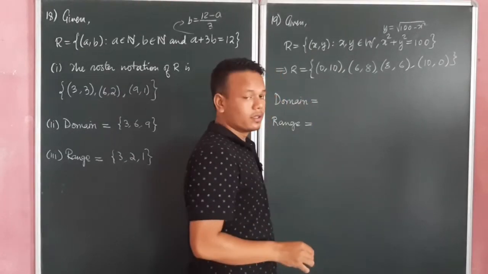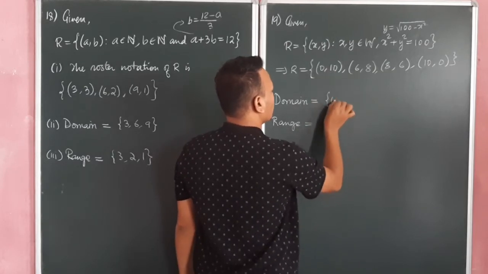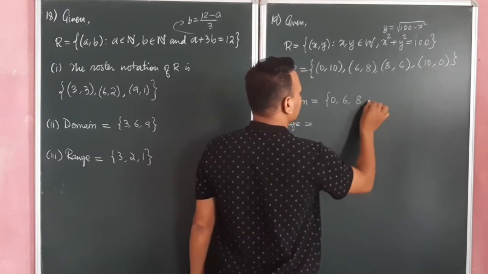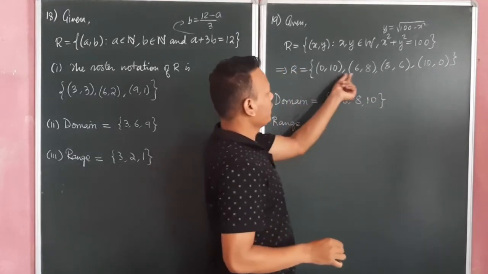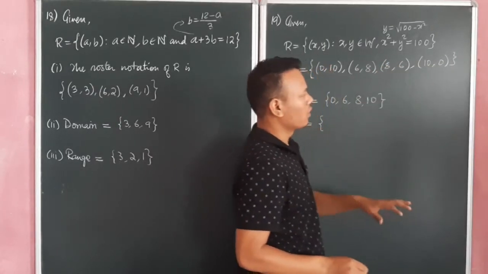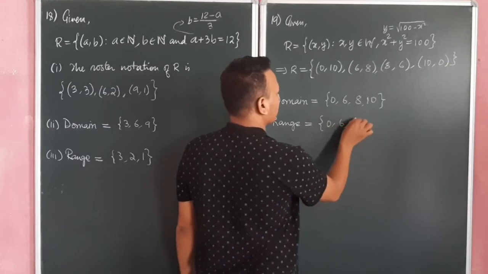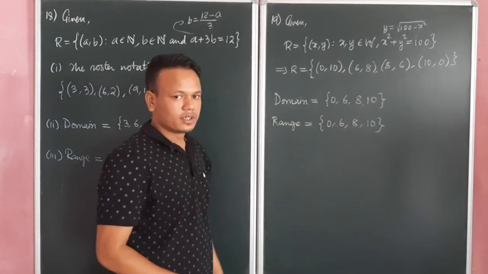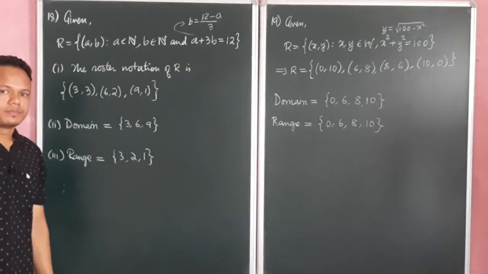Next is we need to write the domain. So domain will be the set of first elements, that is 0, 6, 8, and next is 10. Alright, and the next one, that is the range, will be 10, 8, 6, 0, or you can write this in increasing order, that is 0, 6, 8 and 10. So basically we see that both domain and range turn out to be the same in this case. So pause the video and note it down.